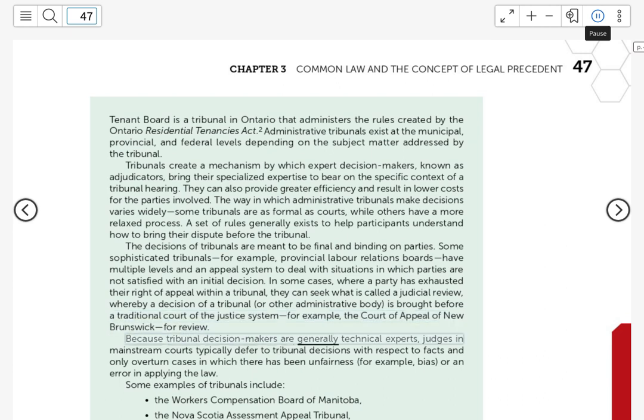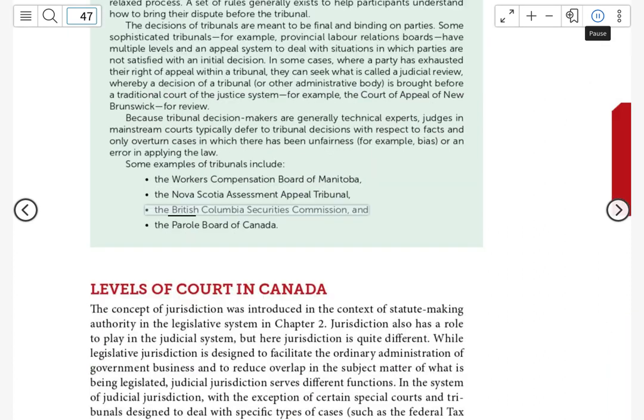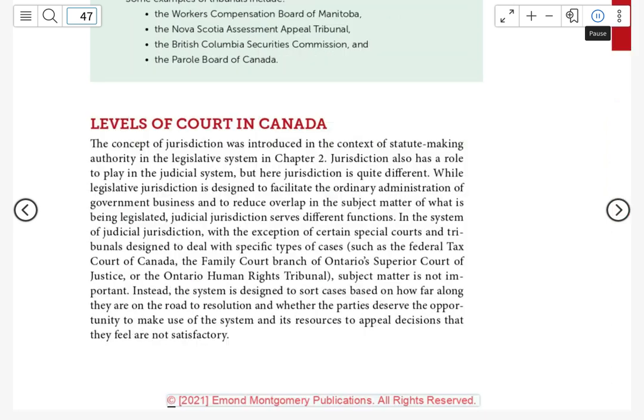Because tribunal decision makers are generally technical experts, judges in mainstream courts typically defer to tribunal decisions with respect to facts and only overturn cases in which there has been unfairness, for example, bias, or an error in applying the law. Some examples of tribunals include the Workers' Compensation Board of Manitoba, the Nova Scotia Assessment Appeal Tribunal, the British Columbia Securities Commission, and the Parole Board of Canada.